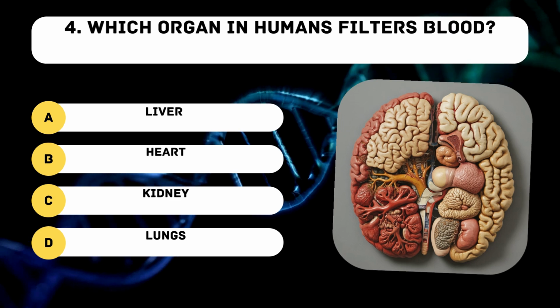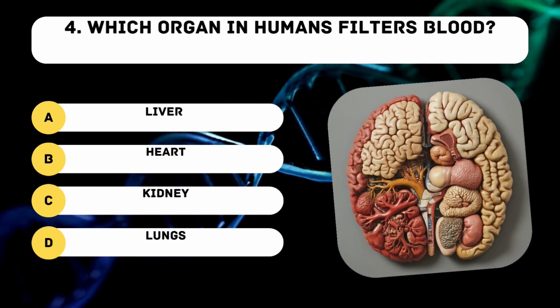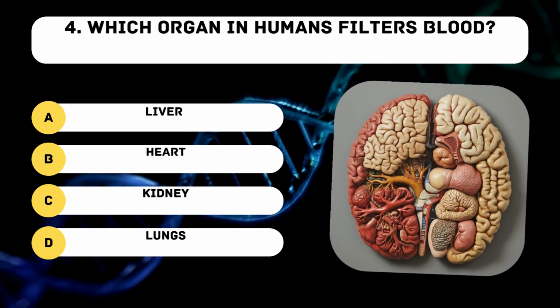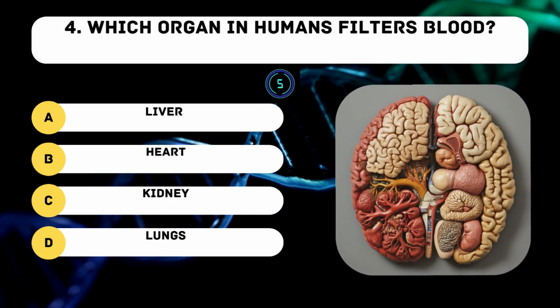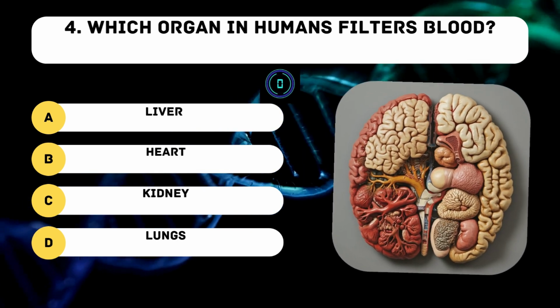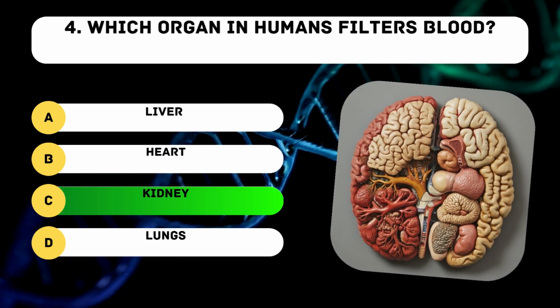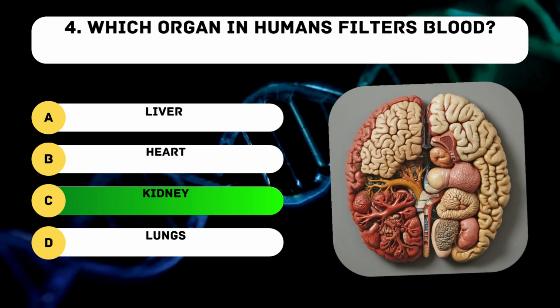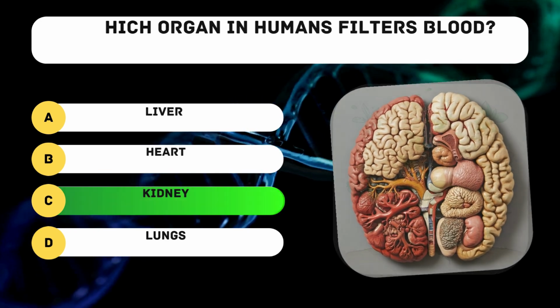4. Which organ in humans filters blood? A. Liver. B. Heart. C. Kidney. Or D. Lungs? The answer is C, kidneys. Kidneys filter waste and excess substances from the blood to form urine.